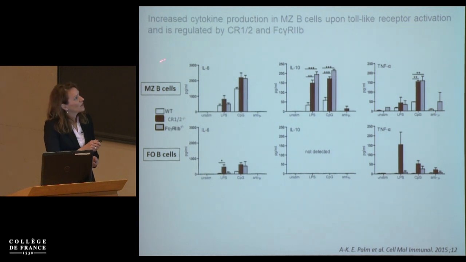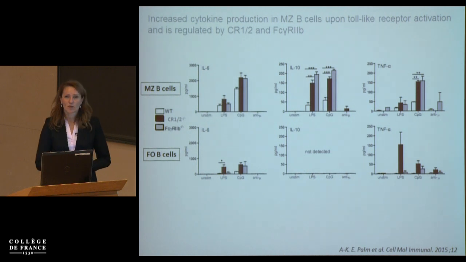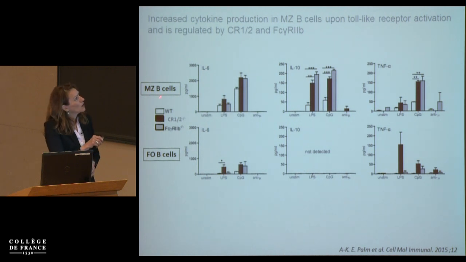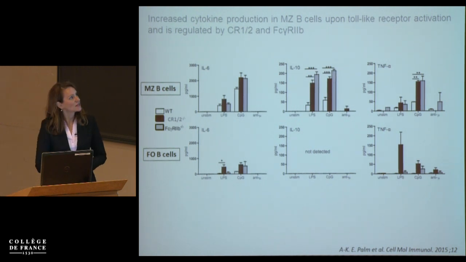The cells were stimulated in vitro with these different substances that activate toll-like receptors or this anti-B cell receptor antibody. And we saw IL-6, IL-10, and TNF-alpha in the Marginal zone B cells. But there were hardly any cytokines in the follicular B cells. So we conclude that the cytokine production is actually coming from these Marginal zone B cells.